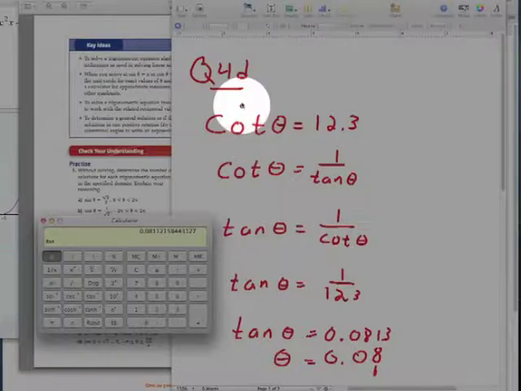So that's all we're doing in question 4. You're just basically plugging stuff into a calculator. You're just getting to use your knowledge of trigonometric expressions to get it into a form that can be plugged into a calculator.